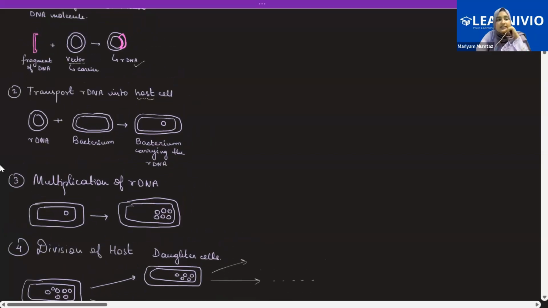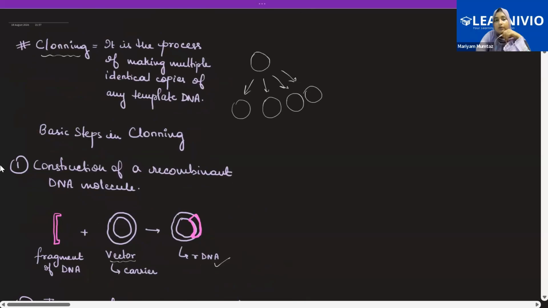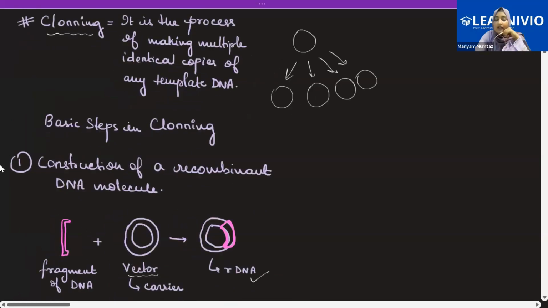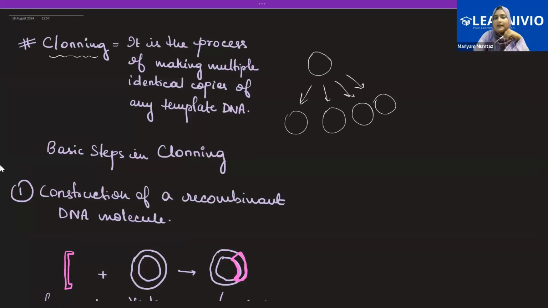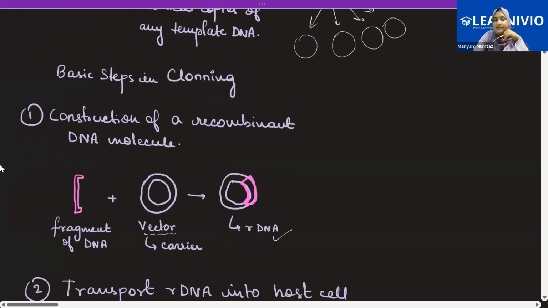So if you see over here, the steps to do cloning. And what is the meaning of cloning? Cloning basically means making multiple copies that are identical. So when you make multiple identical copies of something, we call that the cloning process. Now let us see the steps.